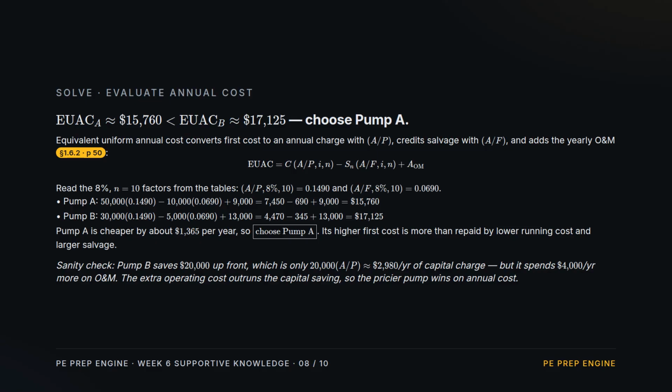Read the 8% 10-year factors. Capital recovery is 0.1490. Sinking fund is 0.0690. Pump A, 50,000 times 0.149 minus 10,000 times 0.069 plus 9,000, about 15,760. Pump B works out to about 17,125. Pump A is cheaper by roughly $1,300 a year, so choose Pump A. Its higher purchase price is repaid by lower running cost and bigger salvage.